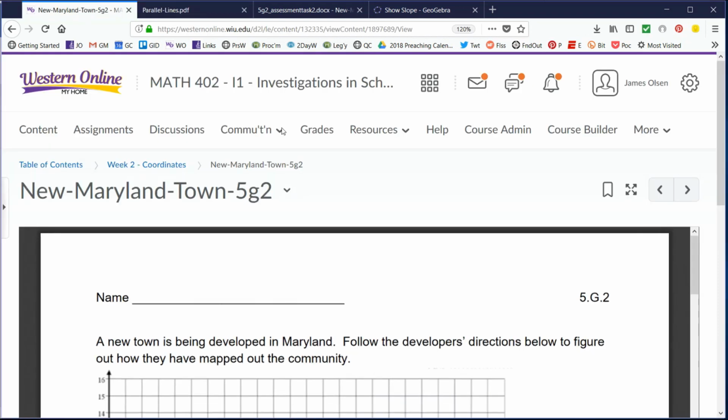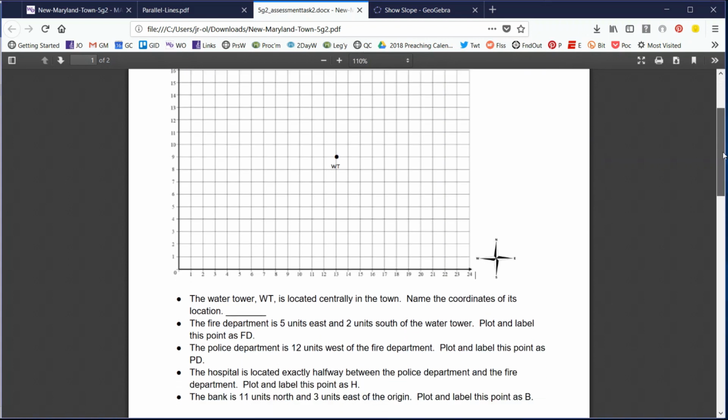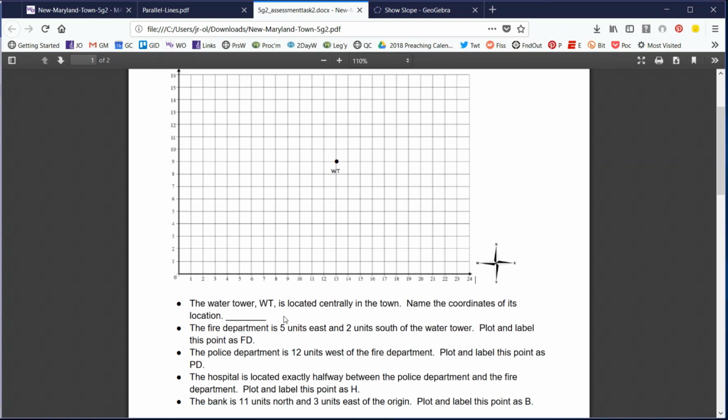Now I'd like to go over to this activity here. And this is a little assessment over Common Core Standard 5G2. We have a grid here, and there's a new town that's being developed in Maryland. Follow the developer's directions below to figure out how they have mapped out the community. So the first thing they've done here is they have the water tower located centrally in the town. Name the coordinates of the location.